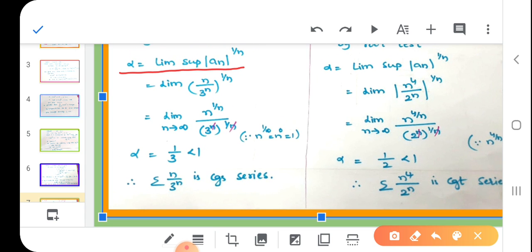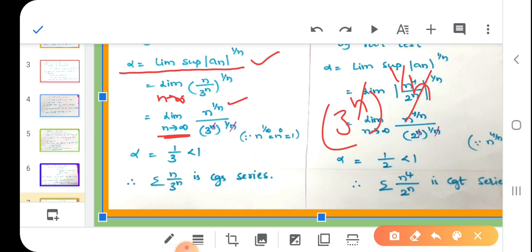This is the formula of the root test: limit n tends to infinity. What is a_n here? (n/3)^n, whole power 1/n. That implies limit n tends to infinity of n^(1/n) and (3^n) whole power 1/n.